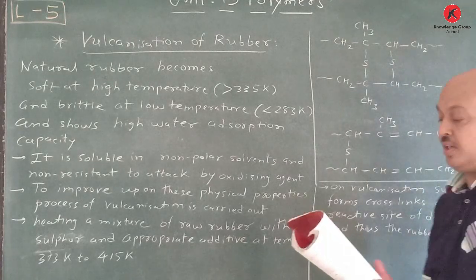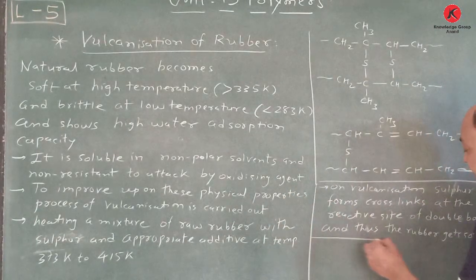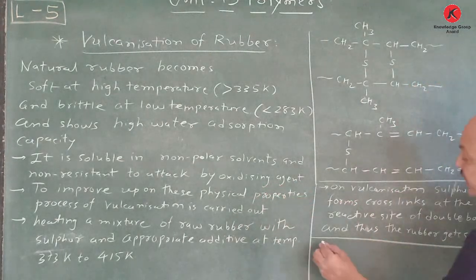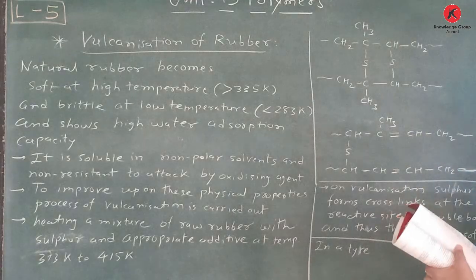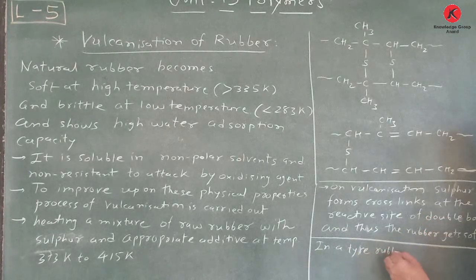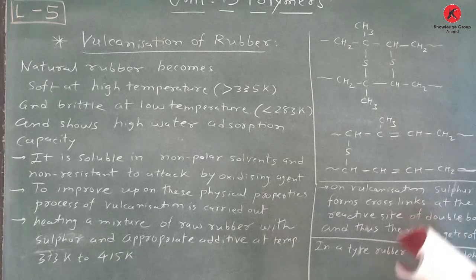So in the manufacture of tire rubber, remember this is very important. In a tire rubber, 5% of sulfur is used. This question has been asked many times in your board examination. So in a tire rubber, how many? 5% of sulfur is used. Sulfur is used as a cross-linking agent.